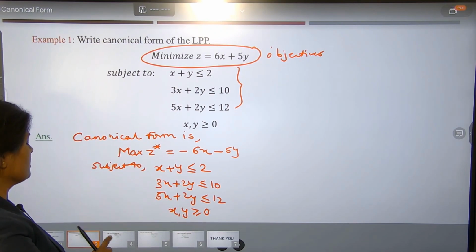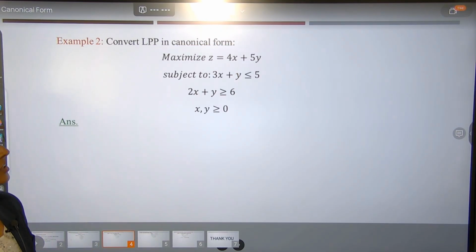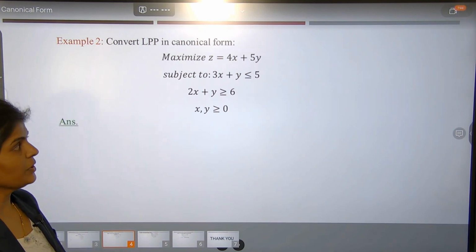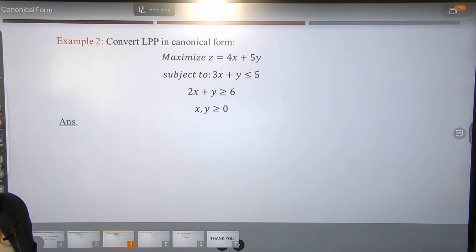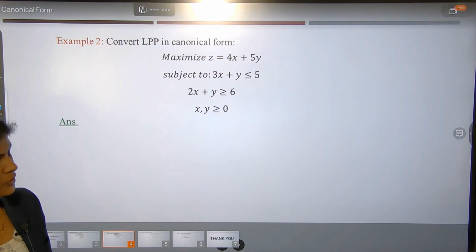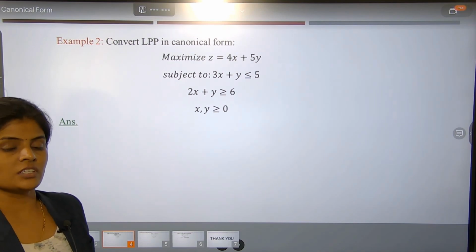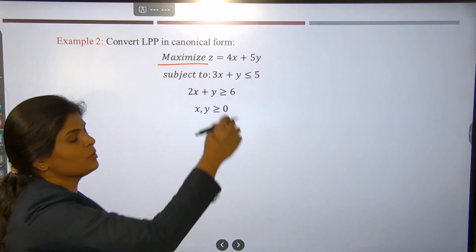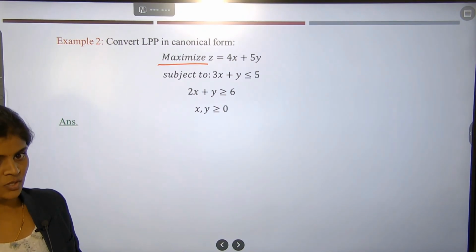So let us take another example. The given question is: convert the LPP into canonical form, where the LPP is maximize z equals 4x plus 5y subject to 3x plus y less equal 5 and 2x plus y greater equal 6. The first condition of canonical form tells us that the objective function must be of maximization type, and the given LPP is already of maximization type, so this objective function remains as it is.